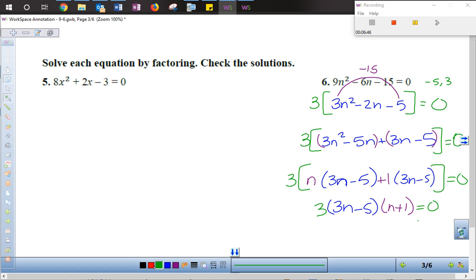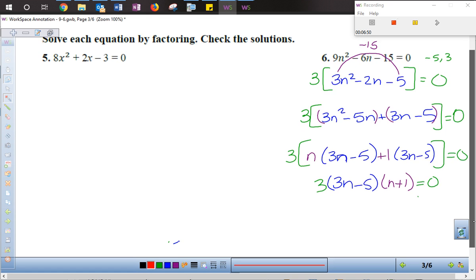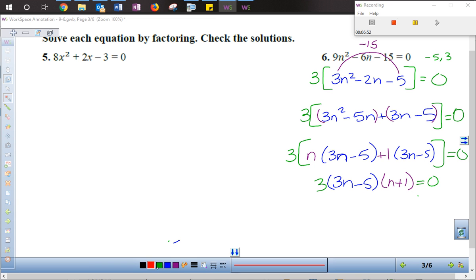Now remember, to solve we need to use the zero product property where I take each term and I set it equal to 0. So I can take 3 and set it equal to 0. I can take 3n minus 5 and set it equal to 0. And I can take n plus 1 and set it equal to 0. Now my first equation here, 3 equals 0, doesn't have a variable, so it really gives us nothing. It's not true, it's not an answer.